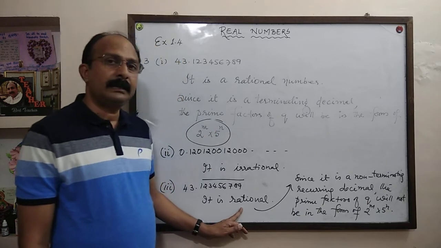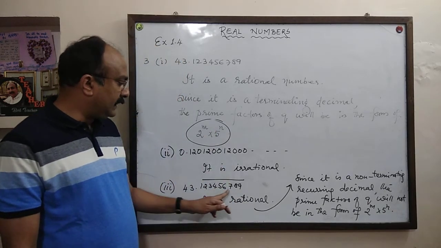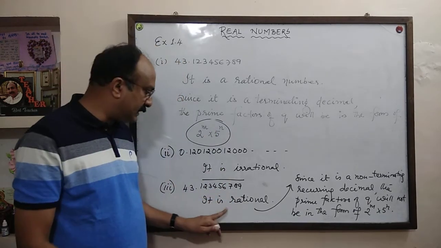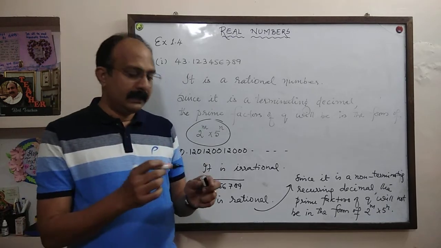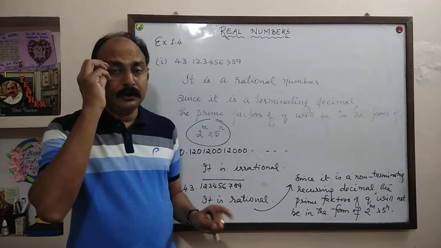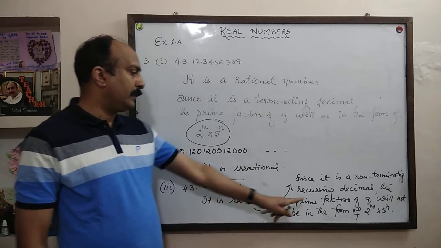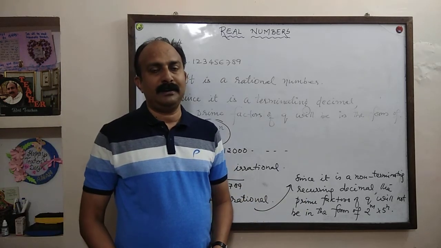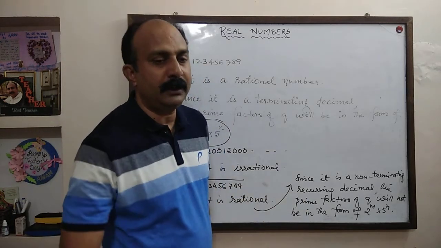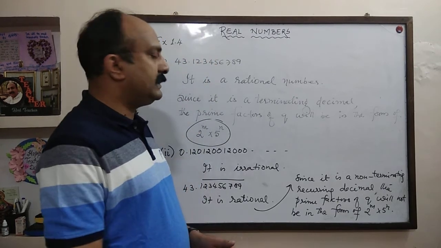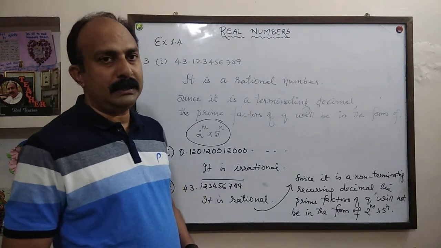If it is non-terminating recurring, then the number is rational. But then the prime factors of q will not be in the form of 2 power m into 5 power n. So I hope all of you understood what is taught today. So that is the end of chapter 1, real numbers.